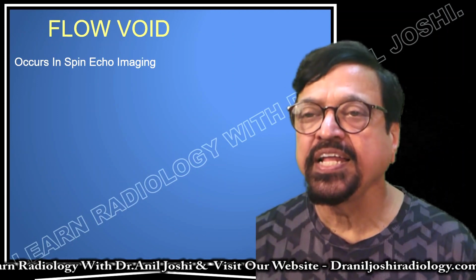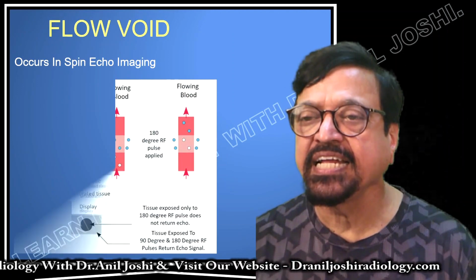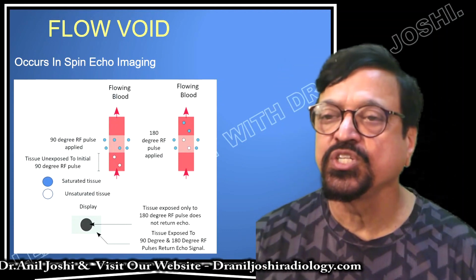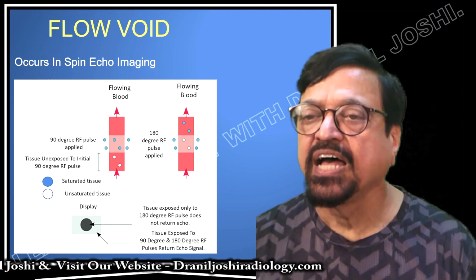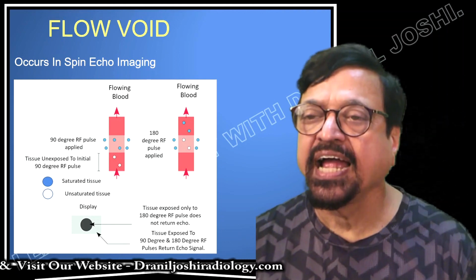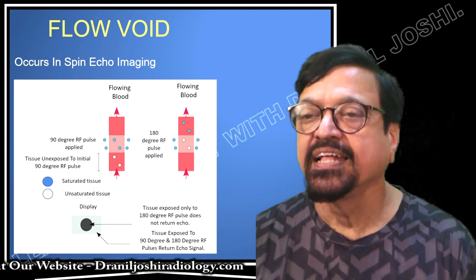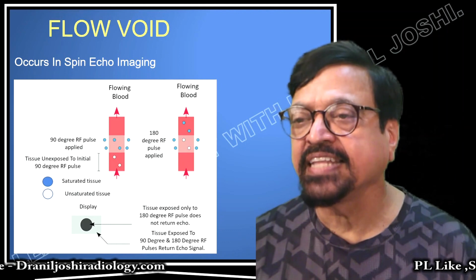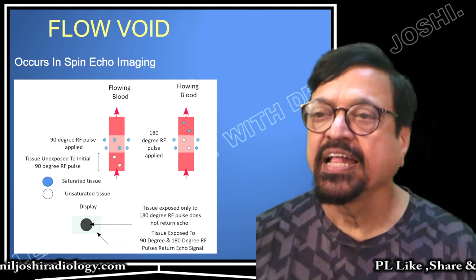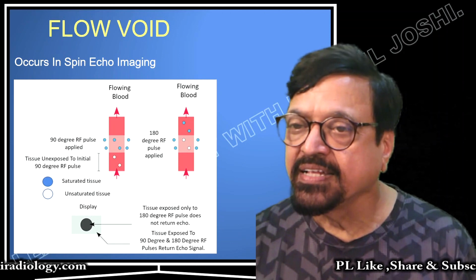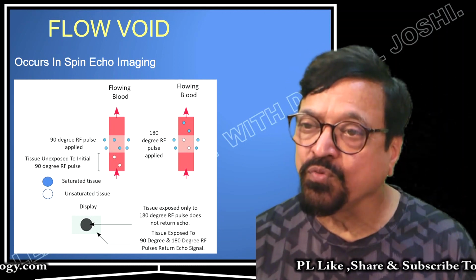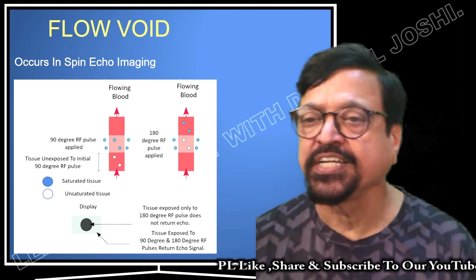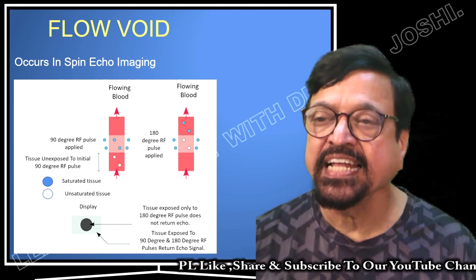Now, what is a flow void? It occurs in spin echo imaging. This is a diagram of how a flow void occurs in flowing tissues. All the blues are saturated tissues and the white circles are unsaturated. But what has happened in the next image? The saturated tissues have moved forward and unsaturated tissues have taken the place of saturated tissues. Now, the resultant density is black, as shown.